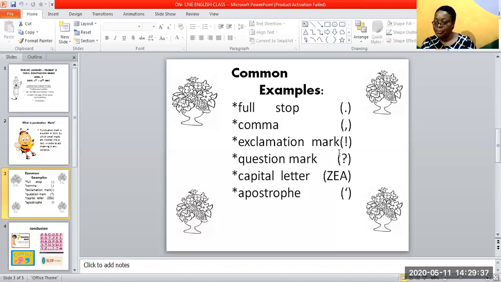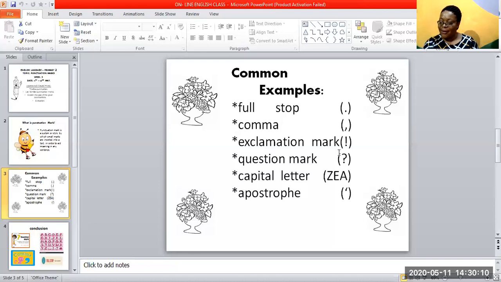Example. Are you happy with me? If I write that down, I must have a question mark against it. I must write a question mark against that sentence, so that when you read, you will read it as, are you happy with me? Are we together?